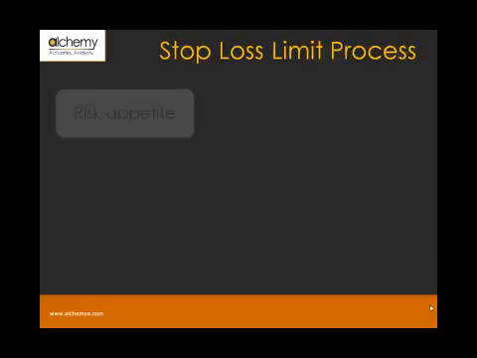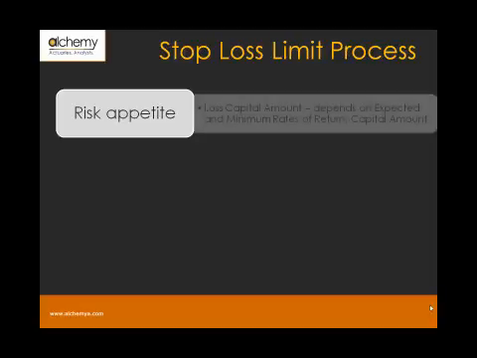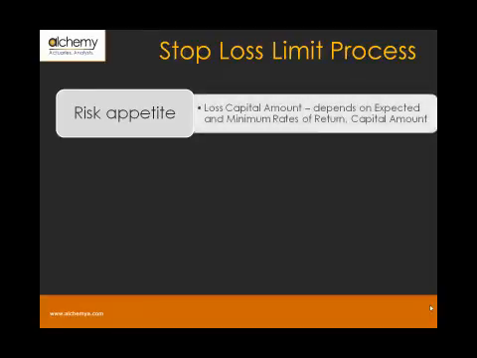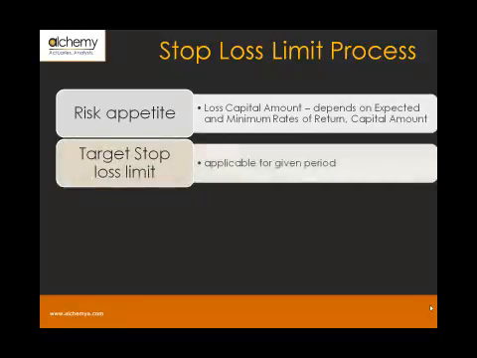All right. So if I look at the process, it starts with risk appetite. What's the amount of capital that you are willing to lose? And this gives me the loss capital amount. The second question is, what's my target stop loss limit? I set 10%, and I need to break this down between hard and soft. So my hard was 10%, my soft was 8.